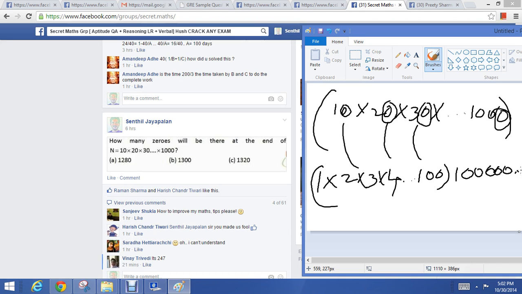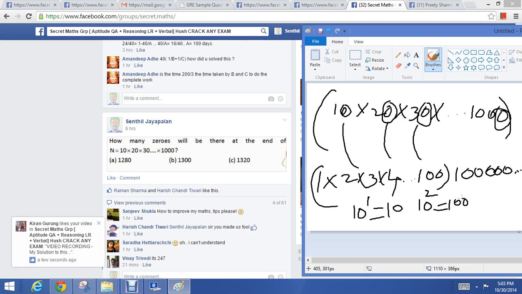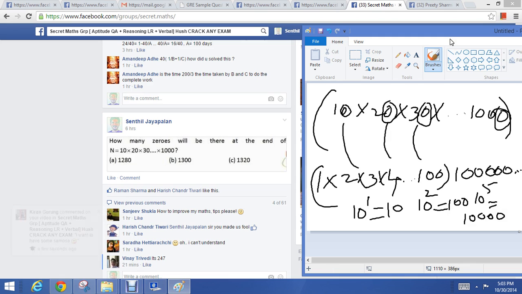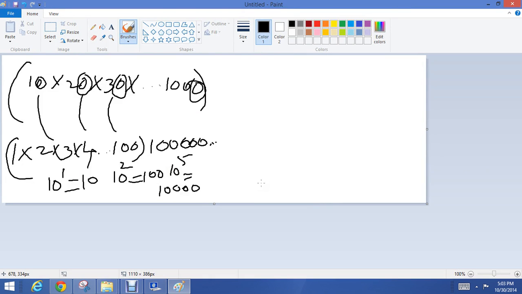So how can I express this 1 followed by 100 zeros? Take for example, if I say 10 to the power of 1, then that is 10. If I say 10 to the power of 2, that is 100. And if I say 10 to the power of 5, then that is nothing but 1 followed by 5 zeros. Let me maximize this window. Okay, right. So how am I going to express 1 followed by 100 zeros? I can put it this way, that is nothing but 10 to the power of 100. So this is the same as 1 followed by 100 zeros.